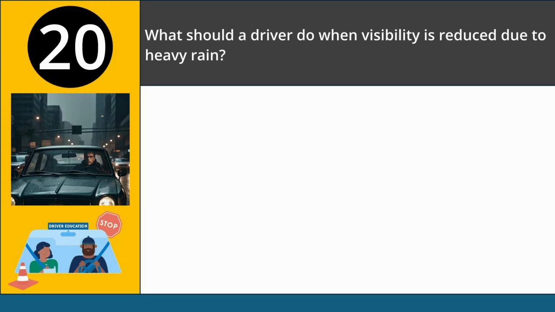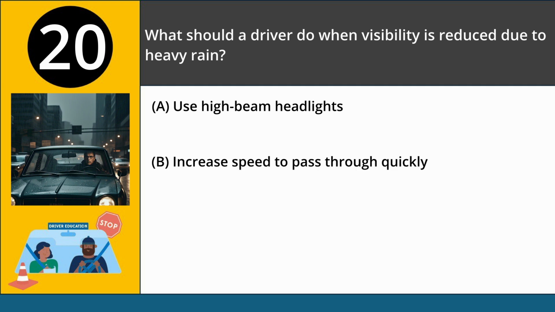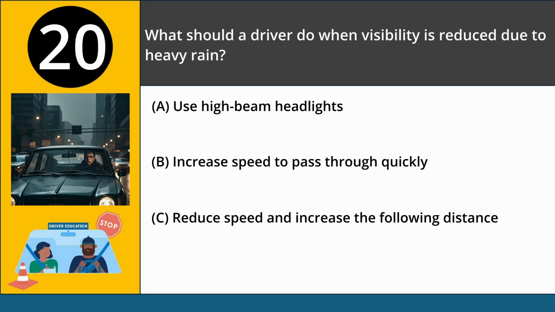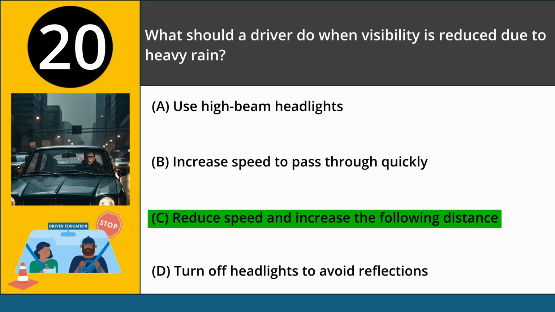What should a driver do when visibility is reduced due to heavy rain? A. Use high beam headlights. B. Increase speed to pass through quickly. C. Reduce speed and increase the following distance. D. Turn off headlights to avoid reflections. Answer. C. Wet roads reduce traction, so maintaining extra space is necessary for safety.